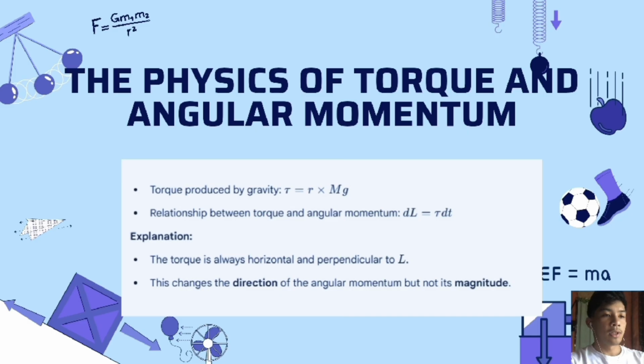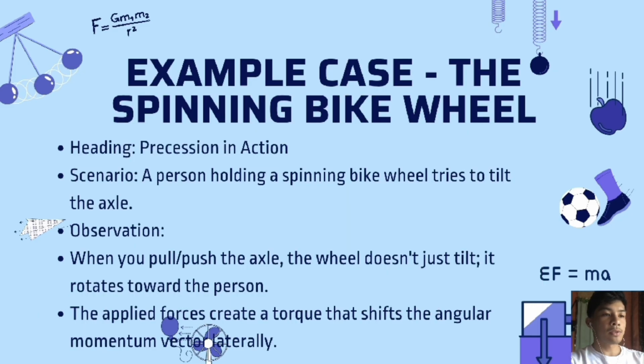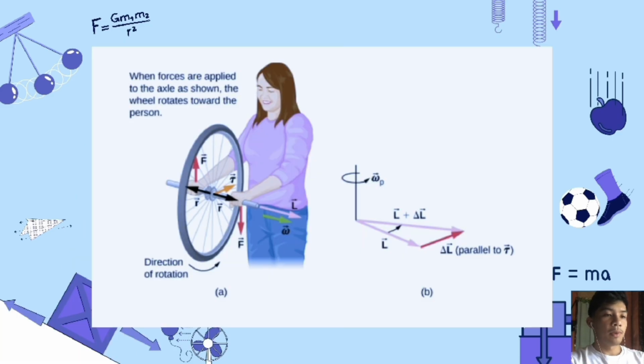So example, spinning bike wheel. Let's consider an example. Imagine a person holding a spinning bike wheel. When the person tries to tilt the axle, the wheel does not simply fall. Instead, it rotates towards the person. This happens because the applied force creates torque, which shifts the angular momentum sideways. This motion is what we call precession. To summarize, a gyroscope maintains orientation due to angular momentum. Torque changes the direction of motion. This change results in precession.